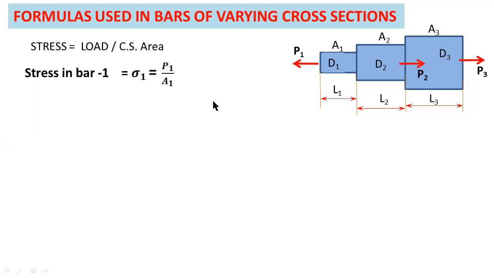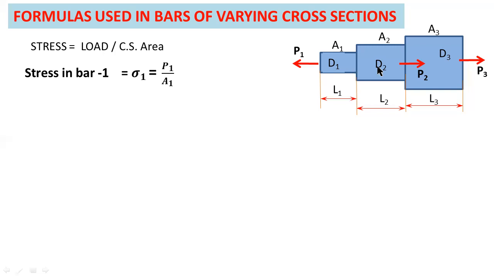Here the stress induced in bar 1 is sigma 1. I consider sigma 1 for the stress induced in bar 1. The formula for stress equal to load by area. The load acting on bar 1 is P1, divided by the cross-sectional area of bar 1, which is A1. So sigma 1 equal to P1 by A1. This is the formula for the first bar.